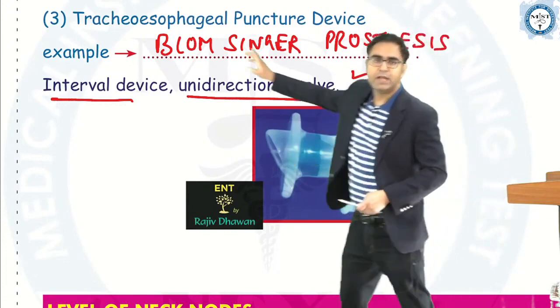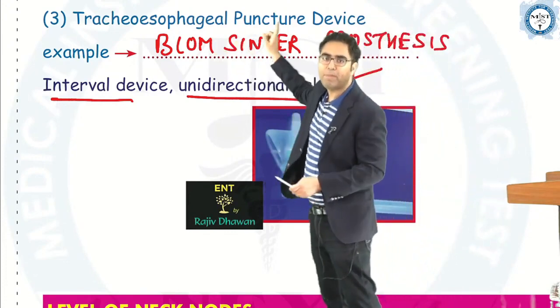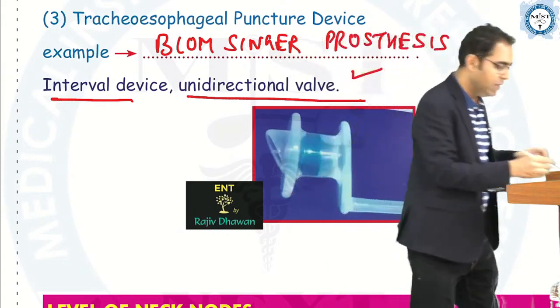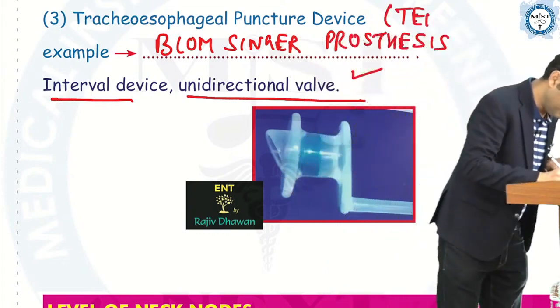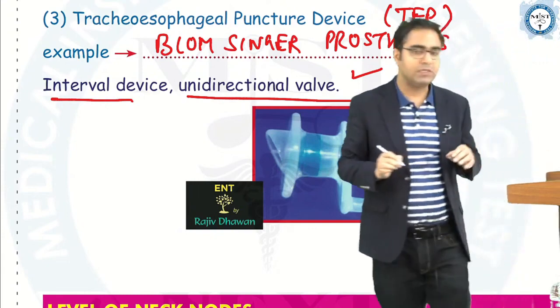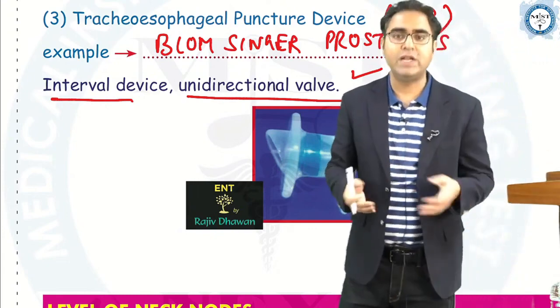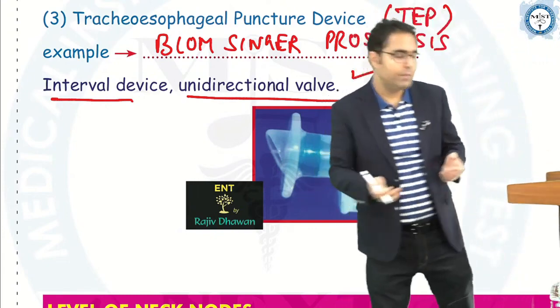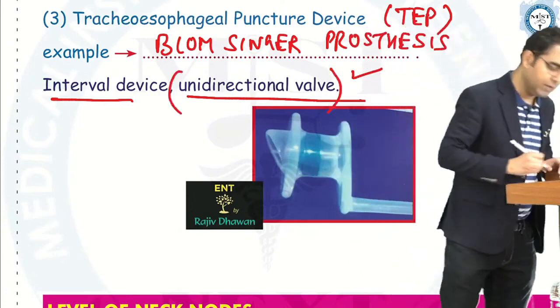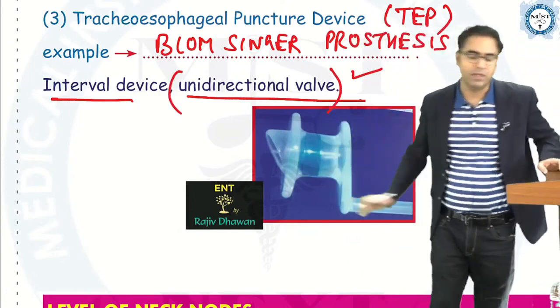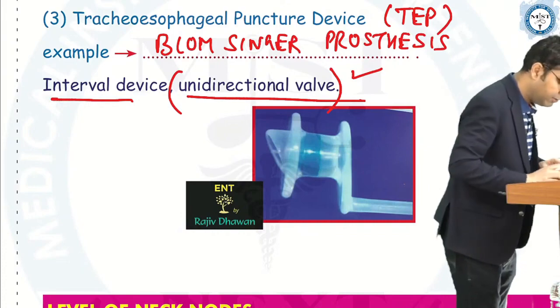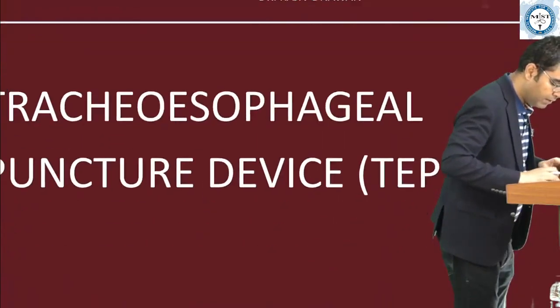What is the name of the device? Tracheoesophageal puncture device, beta. TEP device. It is an internal device. You fit it in the body, okay? And in brackets, it is a unidirectional valve, beta. Can you see the valve-like thing, beta? And when you fit it in the body, it looks like this, beta. This you put in surgically, beta.